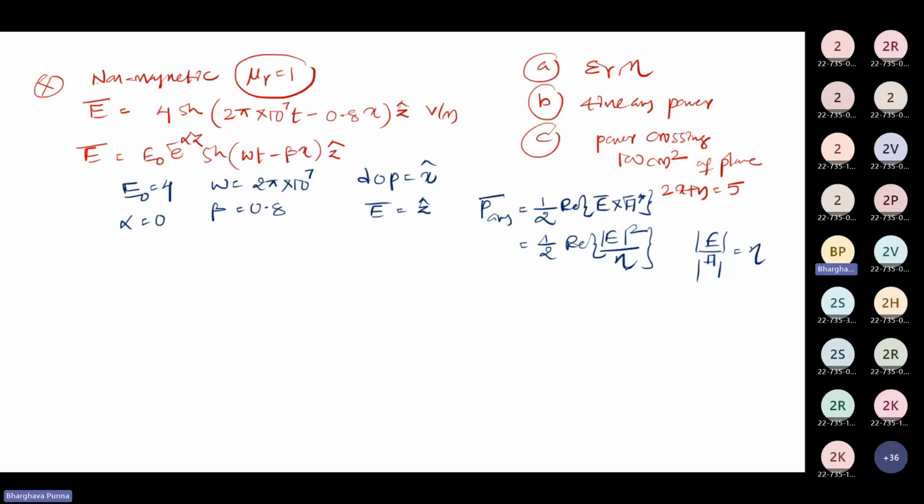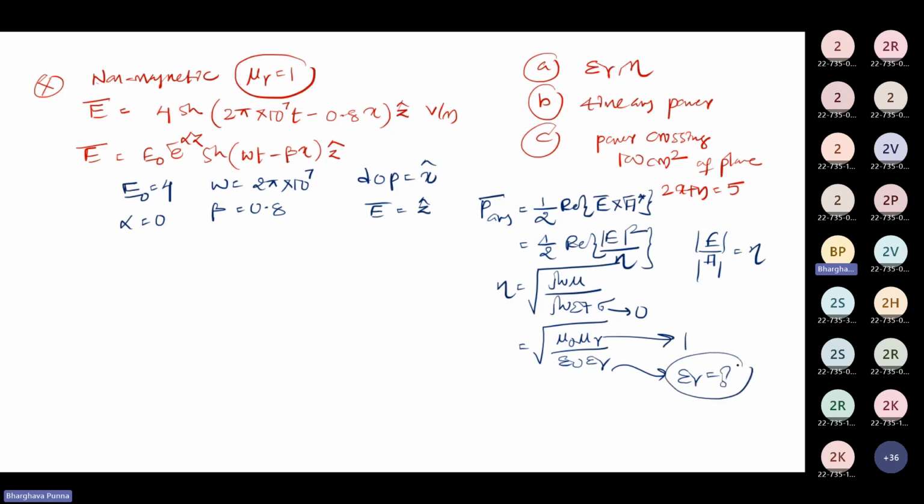So to get eta, what we need? Eta is equal to square root of j omega mu by, they did not talk about conductivity, so you can take 0, j omega epsilon plus sigma is there. I'm taking it is 0. So it is equal to, now we can write mu by epsilon, but mu means mu naught into mu r by epsilon naught into epsilon r. Here they have given mu r is equal to 1 because it is a non-magnetic medium, but we don't have idea about epsilon r.